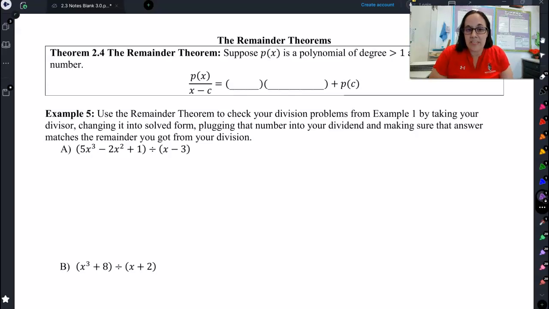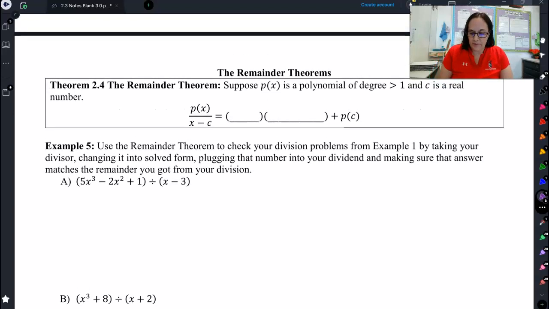The last thing we need to talk about today is called the remainder theorem. The remainder theorem says this: if you are dividing a polynomial by some linear thing, which is what we've been doing all day, you end up getting these, and notice that this is usually where our remainder goes. So what the remainder theorem is saying is that this remainder is actually the same answer you'd get if you plugged C into your polynomial.